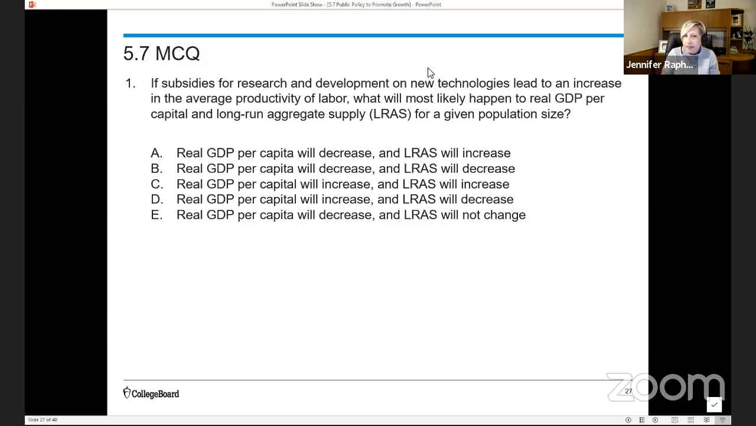Okay, since we're focusing on this one, and we reviewed this right at the beginning of the lesson, hopefully this one jumps out at you. If subsidies for R&D on new technologies lead to an increase in the average productivity of labor, what will most likely happen to real GDP per capita and long-run aggregate supply for a given population? And the answer is real GDP per capita will increase and long-run aggregate supply will increase.